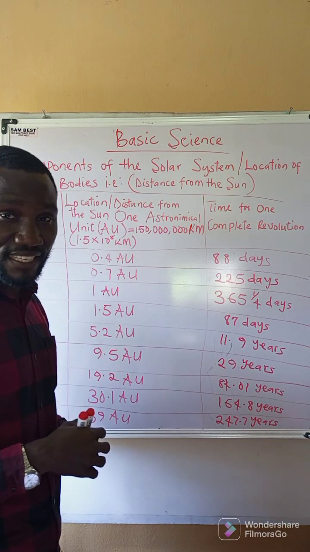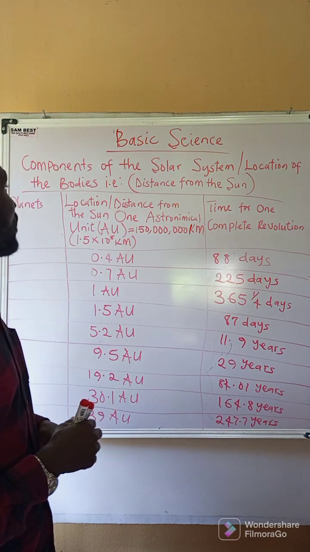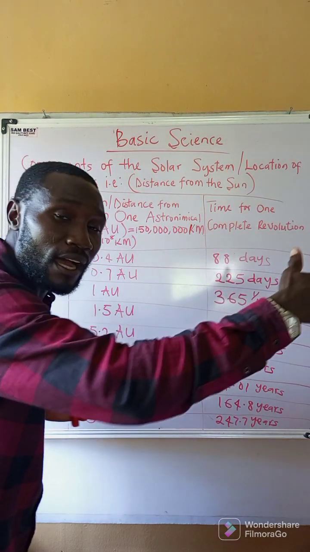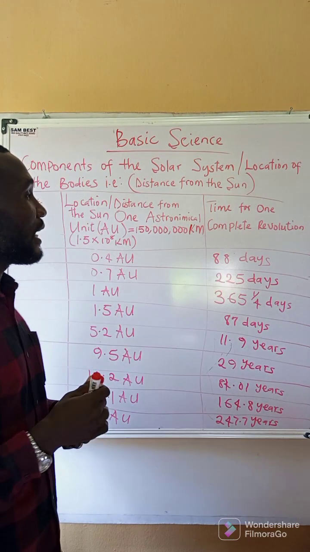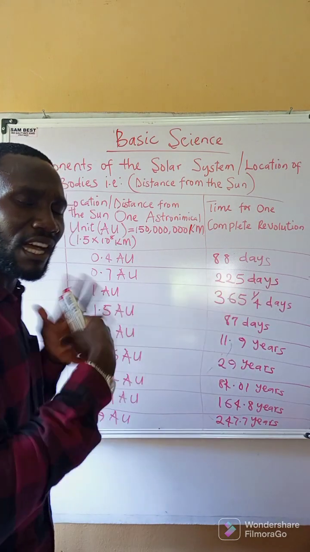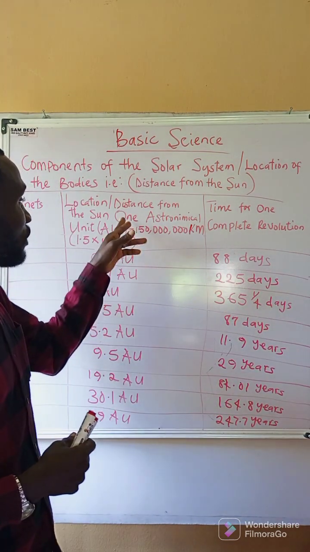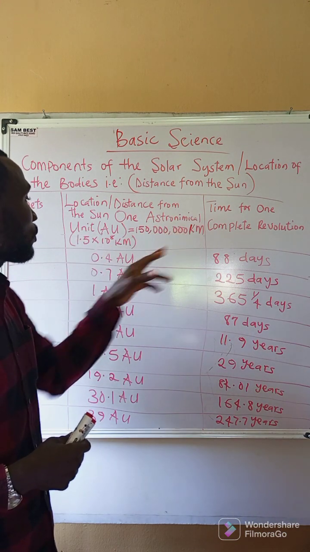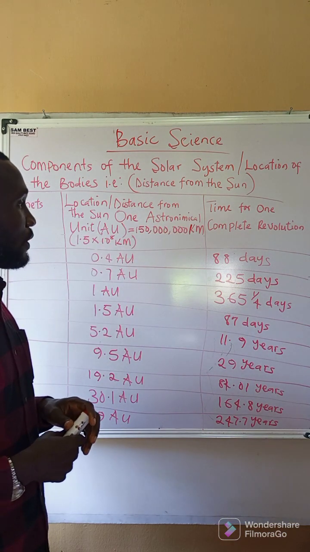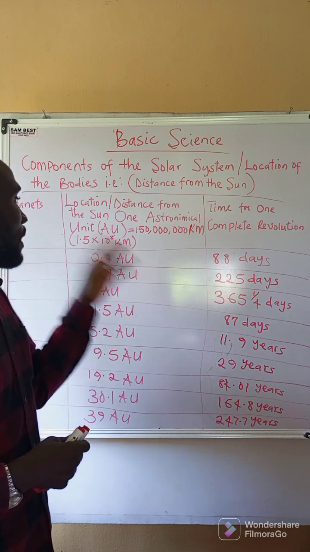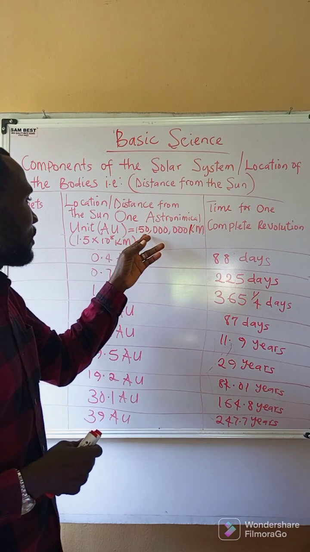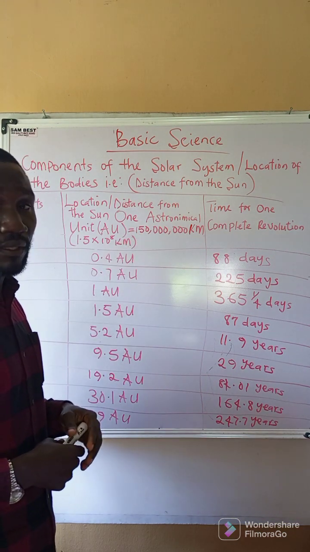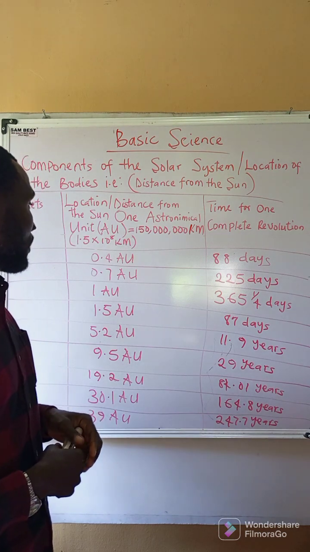Currently, we have 8. But today, we're going to talk about the components of the solar system, the location, which is the distance from the sun, how far each of them is, and how they are measured. They are measured through what we call the astronomical unit. Astronomical unit, AU, is how they measure them, and one AU is equal to 150 million kilometers. Okay, that's it.